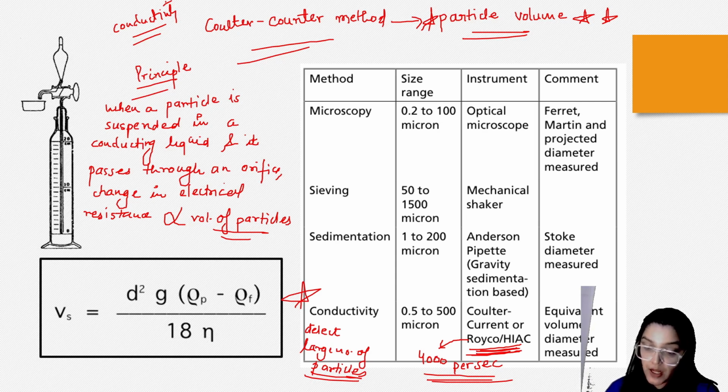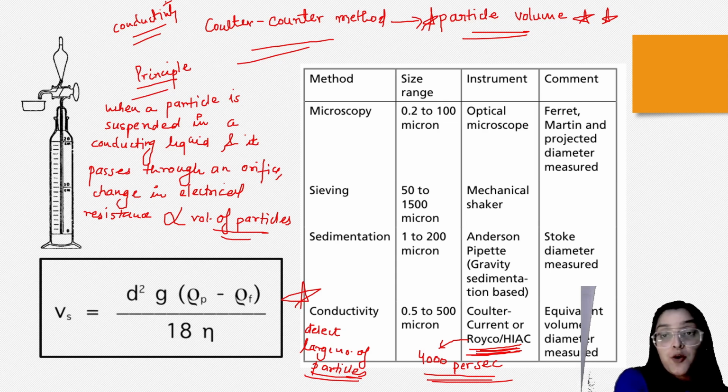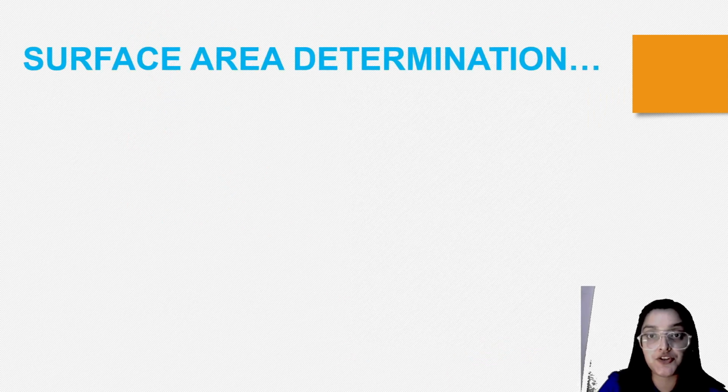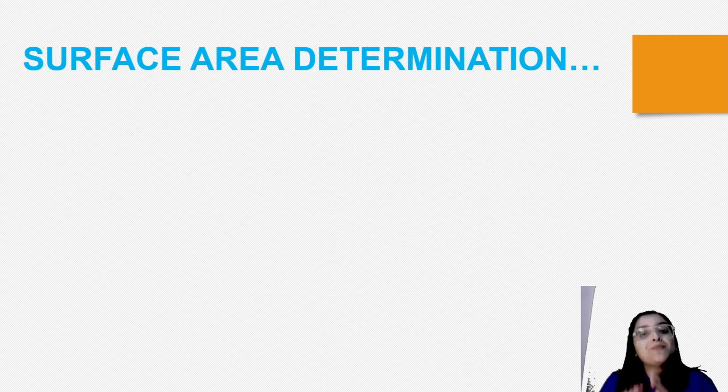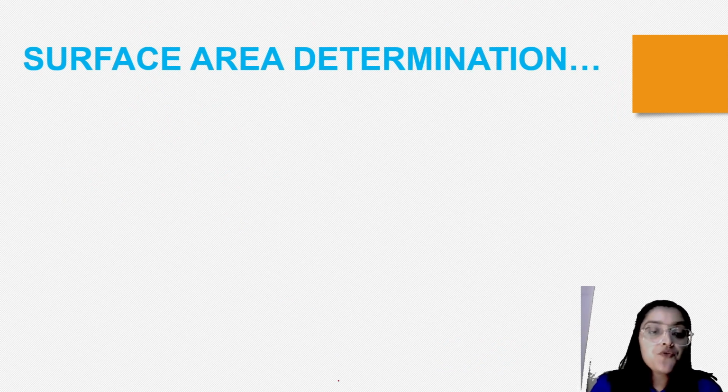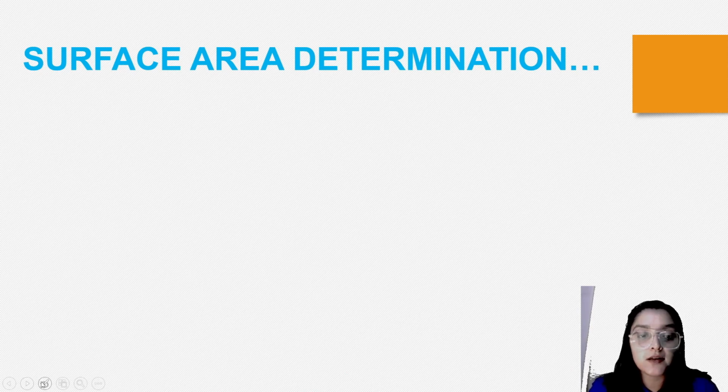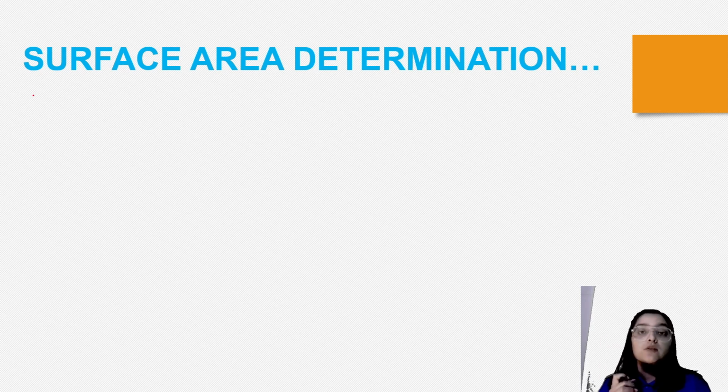I hope by now you understand that the particle size topic is really important, and its determination. As the particle size is important, so is the determination of surface area. So we will see now a few methods which help you determine the surface area of the particles. Here we will see some equations also.